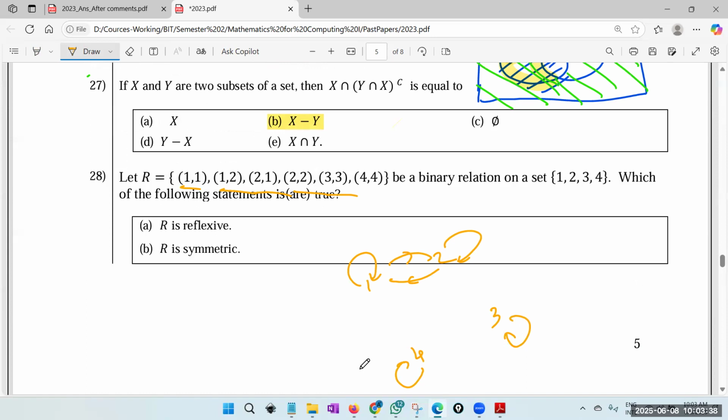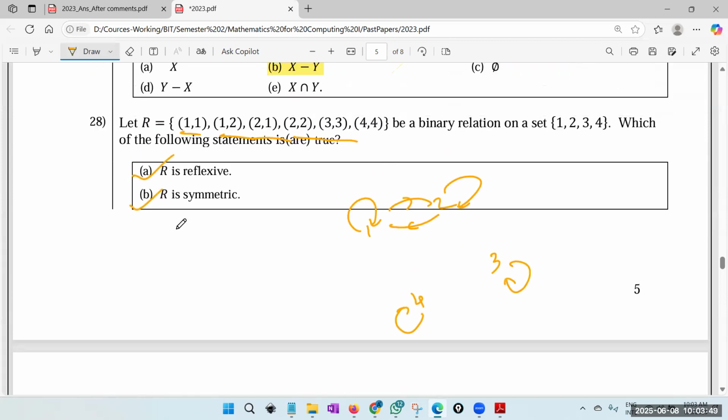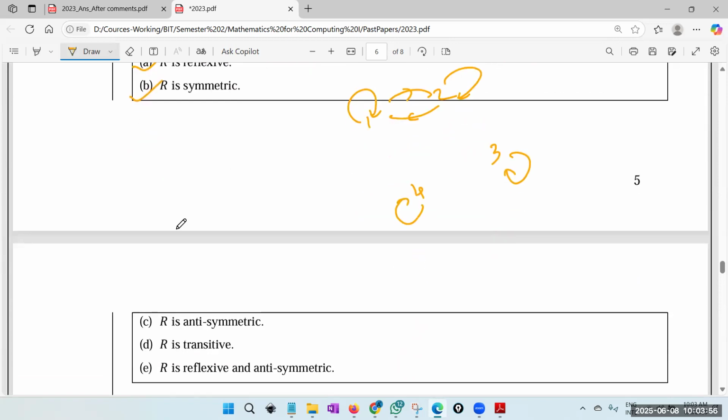Right. Is it reflexive? Yes. Every value has mapped to itself. Is it symmetric? Whenever there's A to B, there's a B to A. Correct. Antisymmetric? Antisymmetric means whenever there's A to B, there's no B to A. The relation cannot be both symmetric and antisymmetric, so therefore this is wrong.